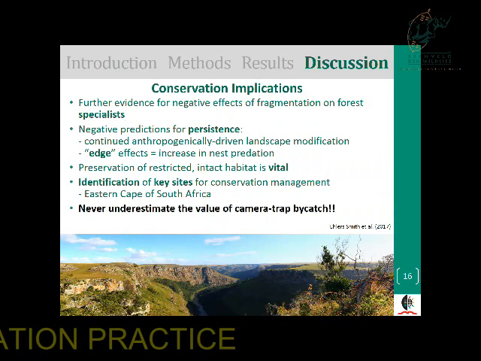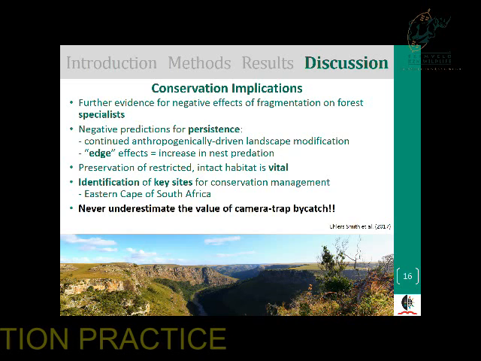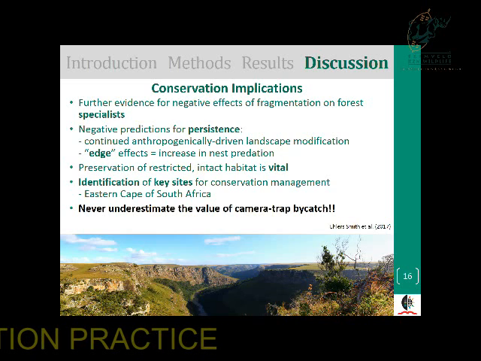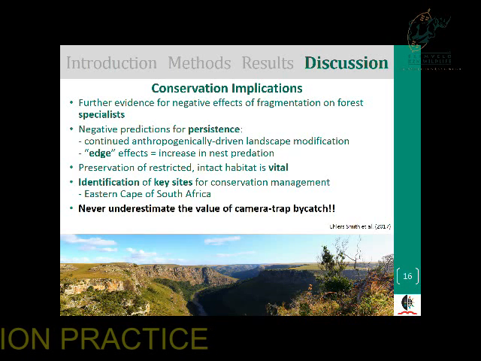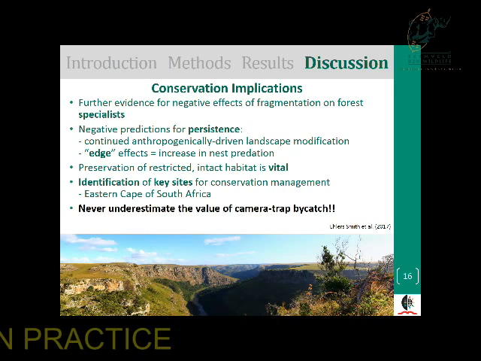So in terms of conservation implications, this is further evidence for the negative impacts of fragmentation on forest specialists. And there are negative predictions for its persistence, because continued anthropogenically driven landscape modification is obviously going to exacerbate these trends that we see. Also, this increase in edge effects is increasing the ability of invasive species, particularly domestic cats, to get into the centre of forests where they never were able to before. It's estimated that in fact 50% of spotted ground thrush clutch failures is a result of nest predation, particularly from cats and things like wormslang as well, which of course are in forests anyway.